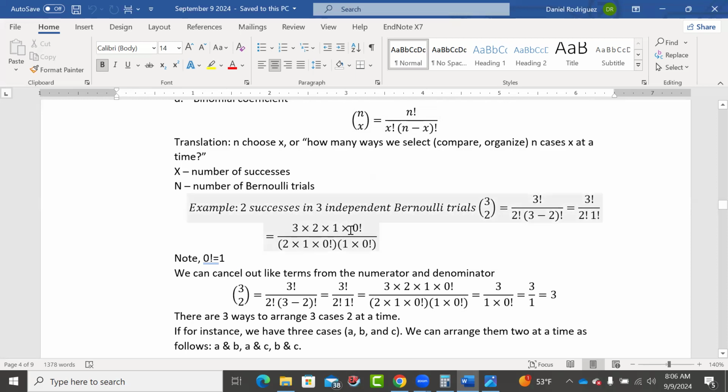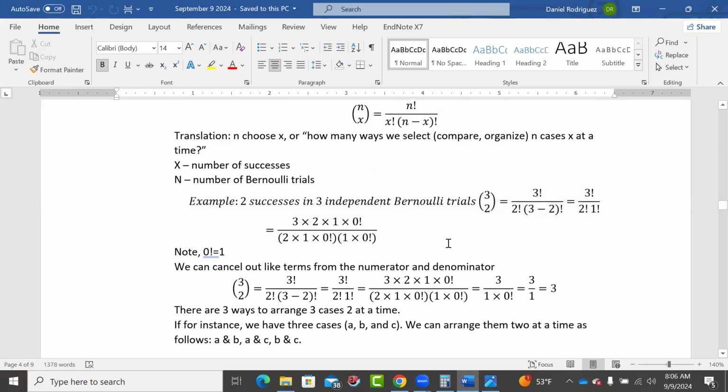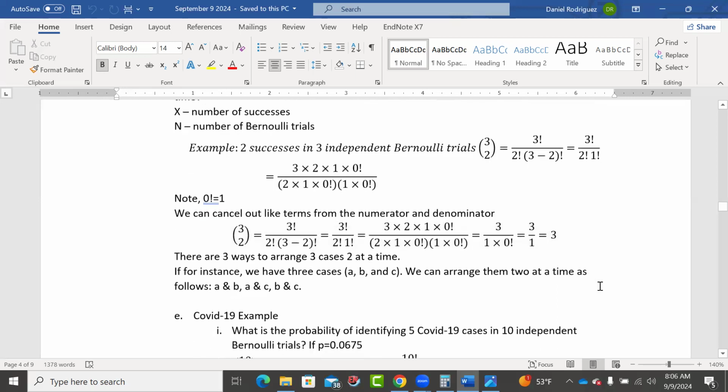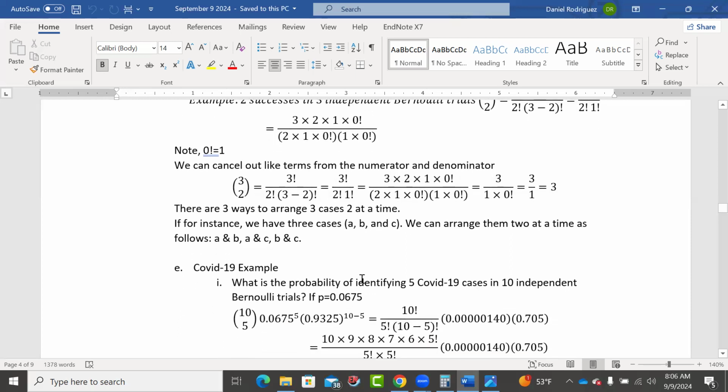So you get 3 times 2 times 1, and in the denominator, we have 2 times 1 times 0 factorial. Well, that's what it is. I mean, we can do some crossing out too, right? We can cross out 2 times 1 times 0 factorial because we have the same in the denominator. This is multiplication and division, right? So then we have 3 divided by 1 times 0 factorial. So we get 3. So there are 3 ways to arrange 3 cases 2 at a time.